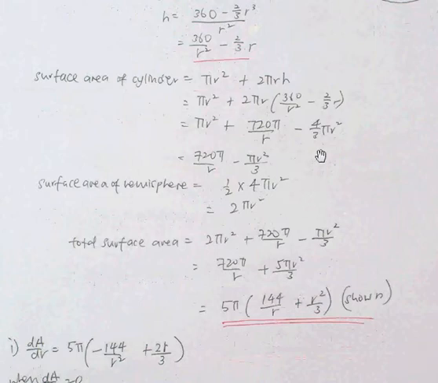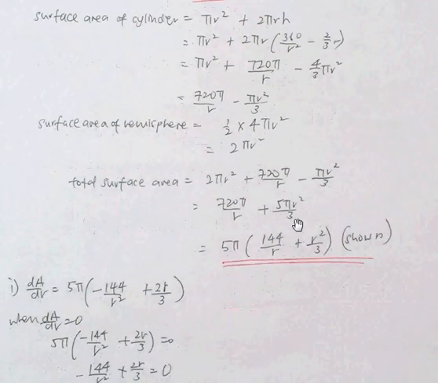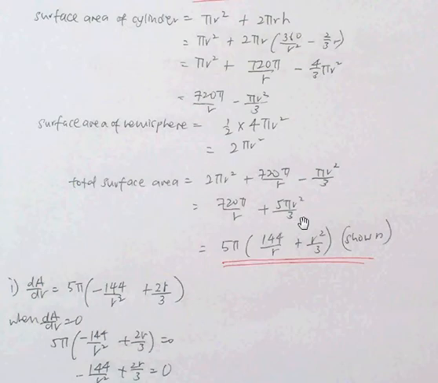The surface area of the hemisphere is half times 4 pi r square, which equals 2 pi r square. Therefore, the total surface area is 2 pi r square, which is the surface area of the hemisphere, plus 720 pi over r minus pi r square over 3, which is the surface area of the cylinder. We simplify, we get 720 pi over r plus 5 pi r square over 3. Factorizing the 5 pi out, we get 5 pi times (144 over r plus r square over 3), which is the expression that we are supposed to prove.